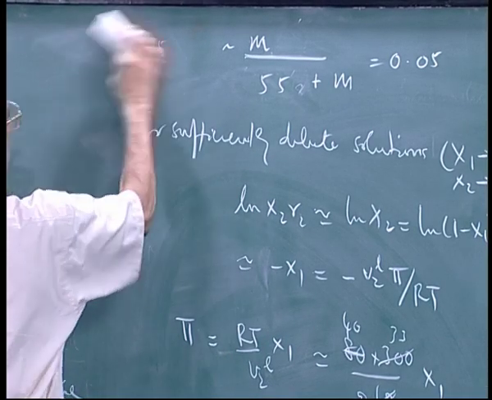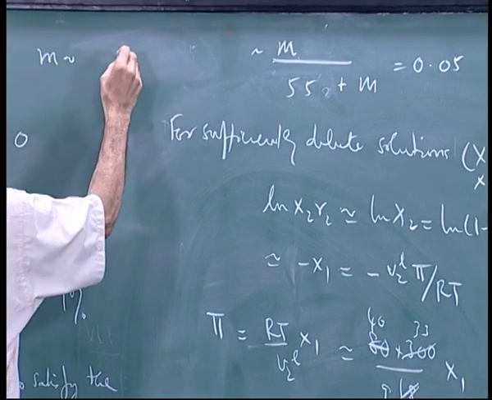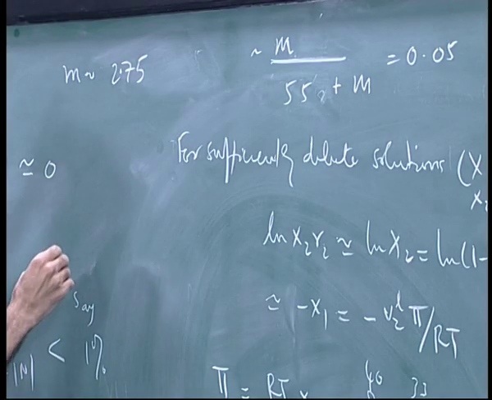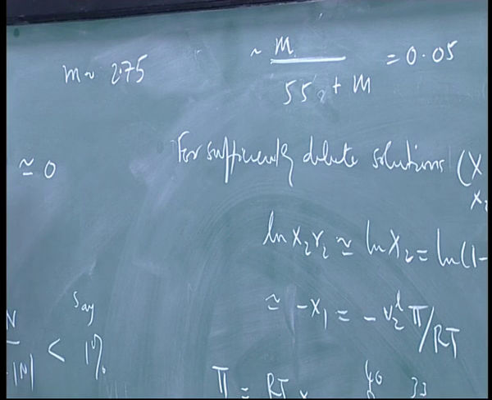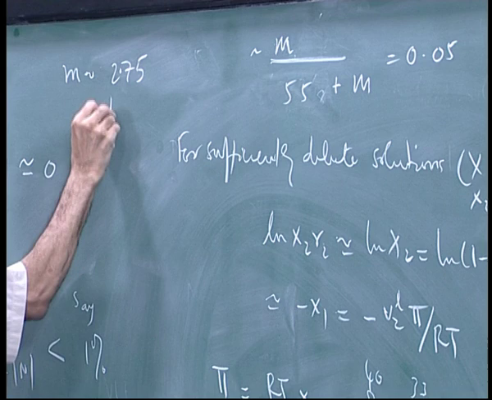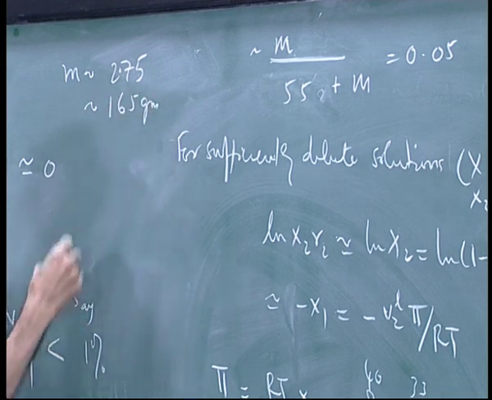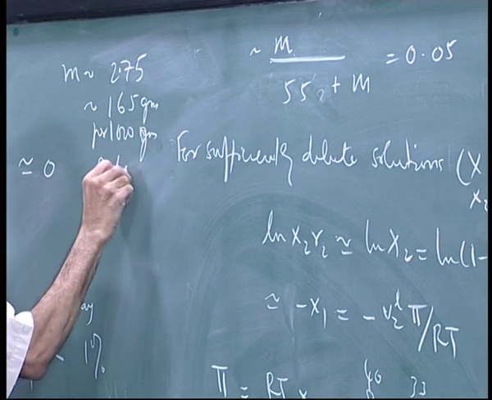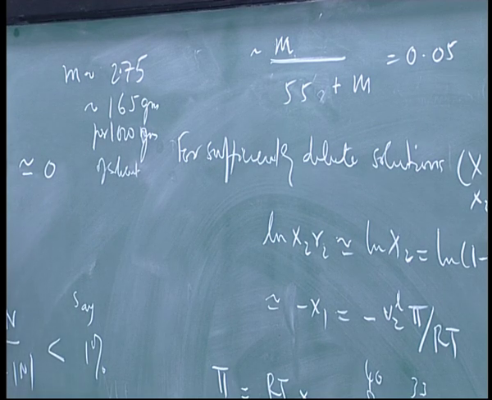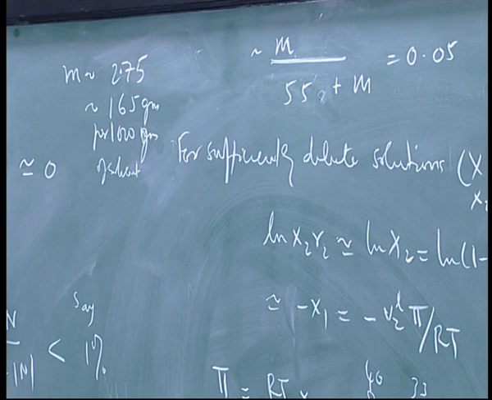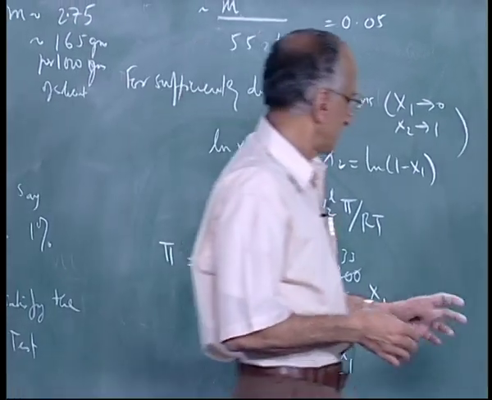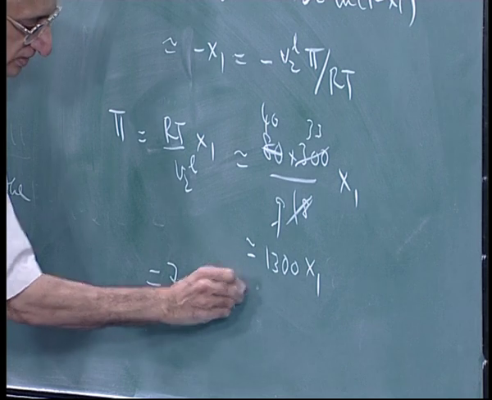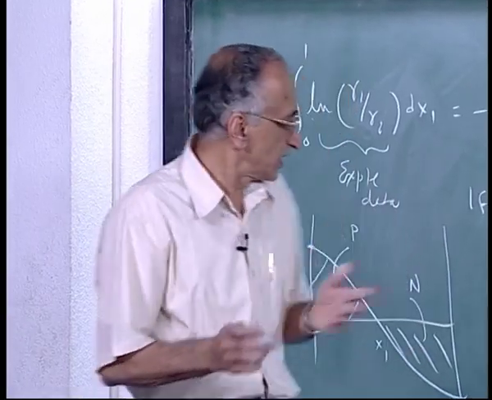So M is what? M is approximately 55 into 0.05, which is 2.75 moles per 1000 grams of solvent, or into 60 would give me 120 plus 45, 165 grams per 1000 grams of solvent. Roughly 15% by weight. So seawater has that composition. So you get about 70 atmospheres for seawater. For brackish water that you take from the ground, the value comes to about 20 atmospheres.